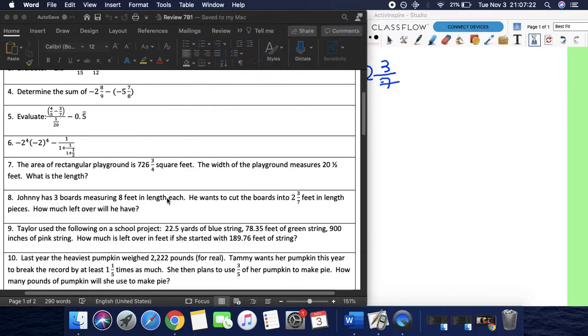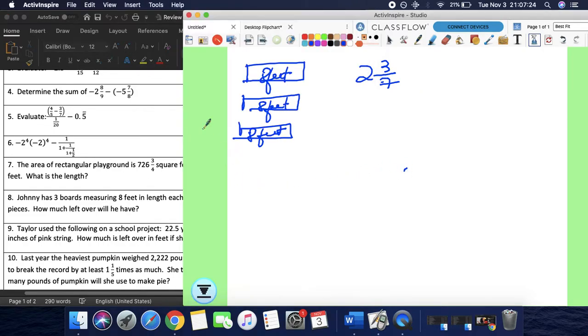Oh my God. So, all right. So first of all, oh, I remember this question. So this is a tough one because do we know that he's putting the boards like that and making it one single board or not? So it really depends on how you read this question. When I read it, it's 3 individual boards. So I'm going to divide 8 by 2 and 3/7. So how many 2 and 3/7 pieces can I make out of one board?